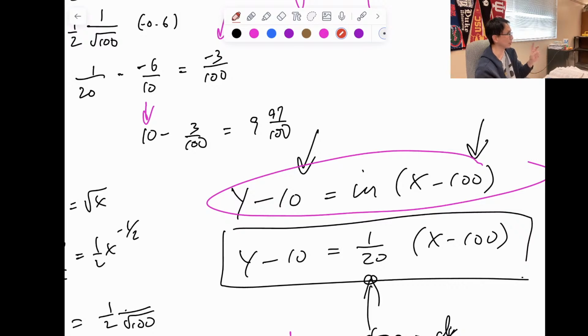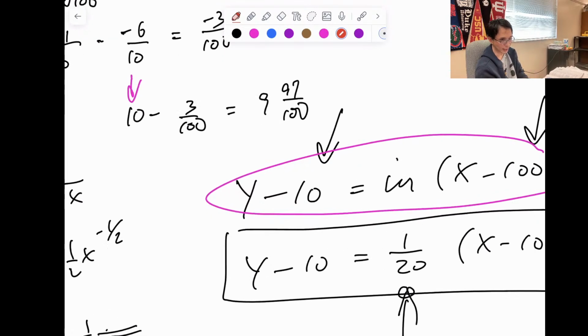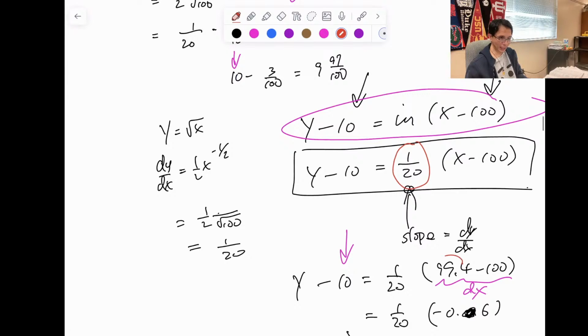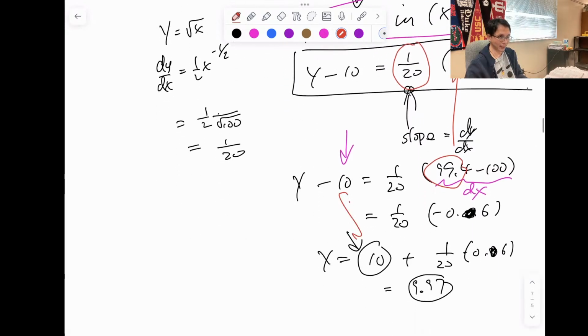So that is your initial condition. We're going to talk about the word initial condition again later. Now, what is the 1 over 20? That's your dy/dx, your slope. Once you plug in 99.4 in here, that's your error, which is your dx. And then you can see where the 10 comes from. The 10 is just moving from one side to the other side. So it's 10 plus 1 over 20, the slope, times the dx.